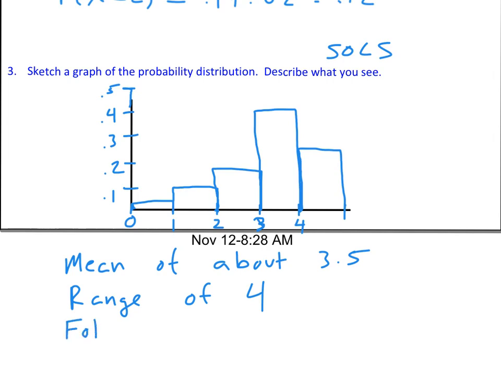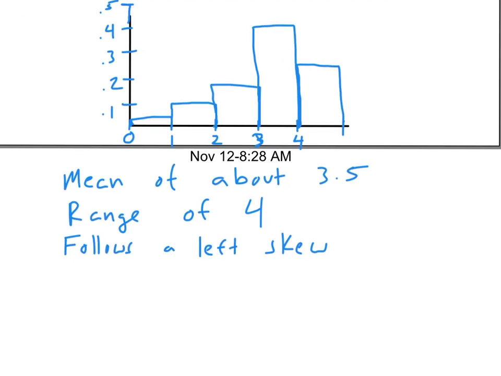Looks like it follows a little bit of a left skew. And then really, from a histogram like this, you can't really say much about outliers, but I always like to just add it with it so you get in the habit of speaking to all 4. Because then I'll add to it no obvious outliers. And there you have it.